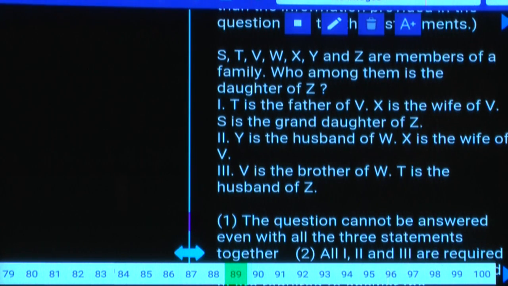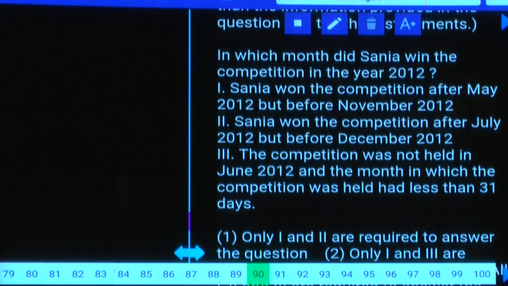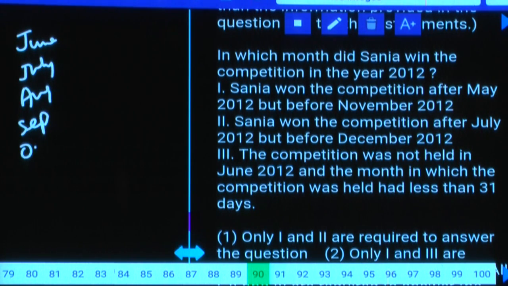And this is about question number 89. Then question number 90. Now in this 90, in which month did Sania win the competition in the year 2012? Then choice 1, only 1 and 2. What is 1 here? After May, before November, it could be June, July, August, September and October. 5 months. So how many possibilities do we have? We have 5 possibilities.